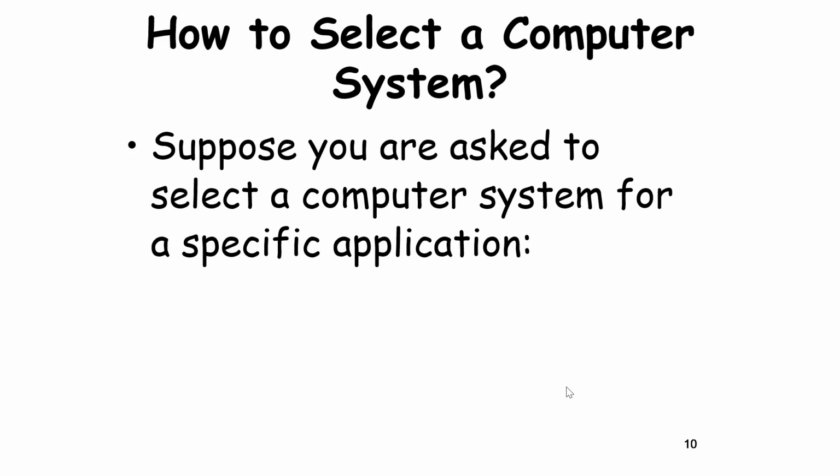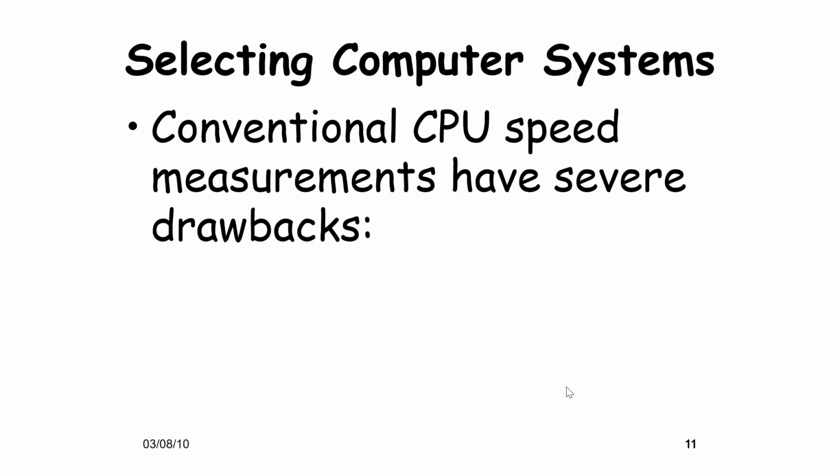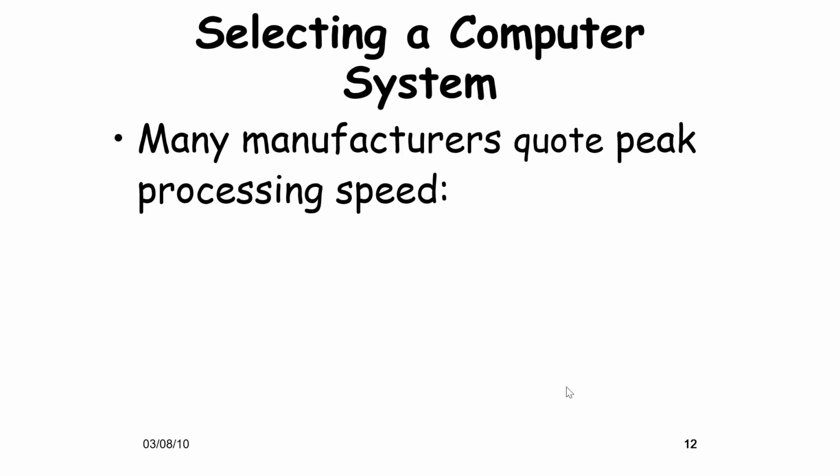So now, we have looked at real-time operating systems, we have looked at TinyOS. So the question that arises is that if you are given an application and you are asked to select a computer system, how do you do that? So let's say you want to run a small web service, how do you do it? So conventional CPU speed could be the millions of instructions you process per second, or the floating point operations you process per second. And then you could have peak MIPS and peak flops. These are good measures, but these are for traditional CPUs. They are not for real-time systems.